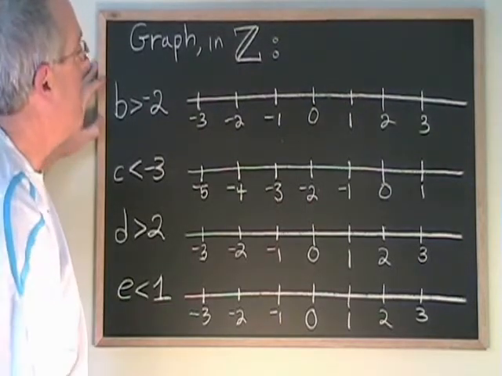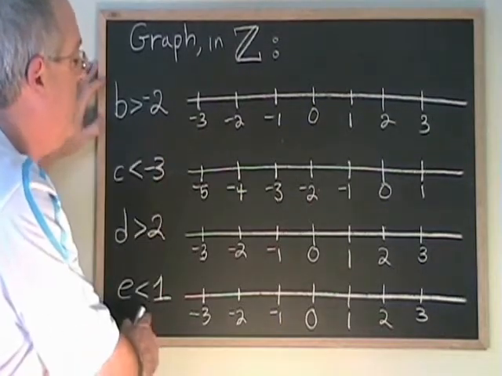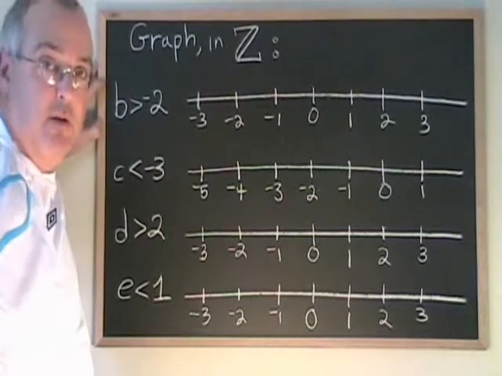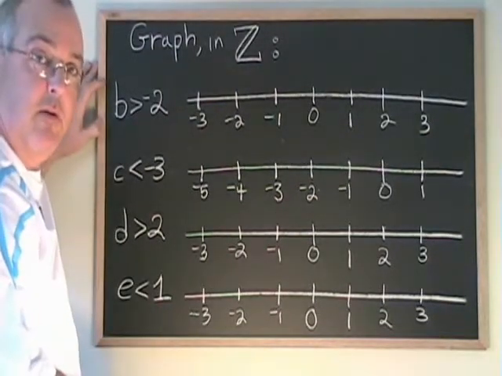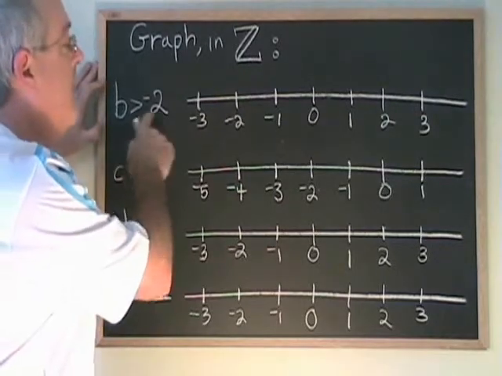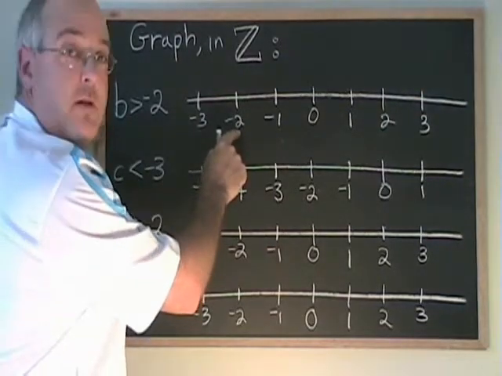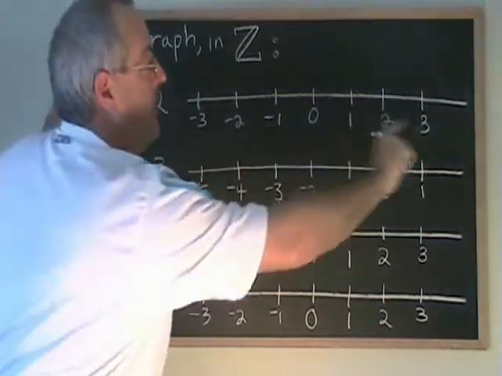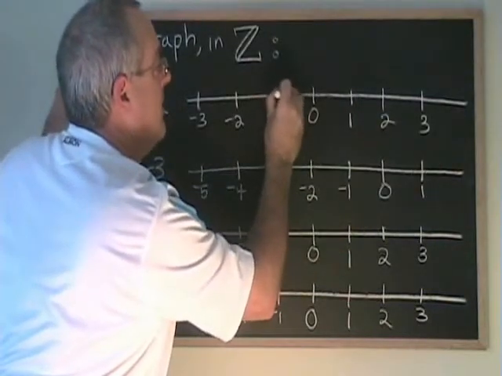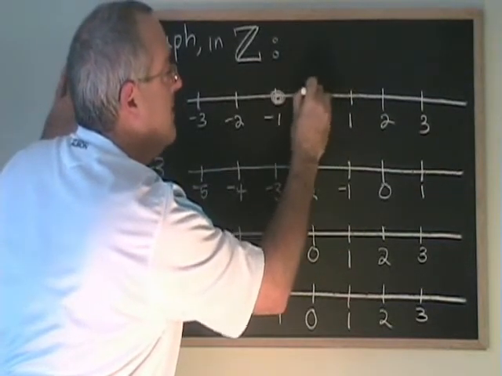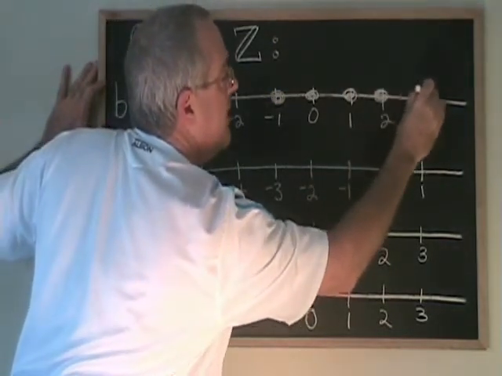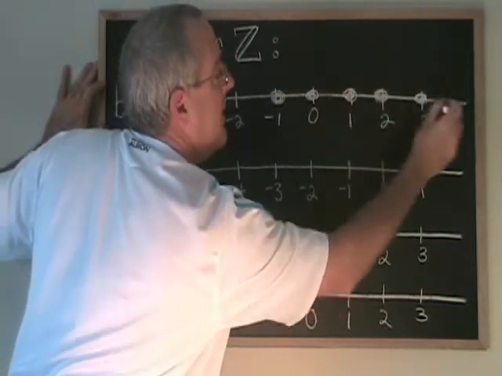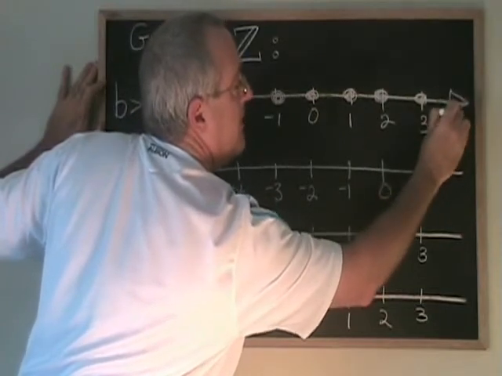Now we are being given some equations that must be graphed, but in integers and not natural numbers. This time the negative numbers are going to count. b greater than -2, all of the integers that are greater than -2 are over here. They include -1, 0, 1, 2, 3, and on in the positive direction.